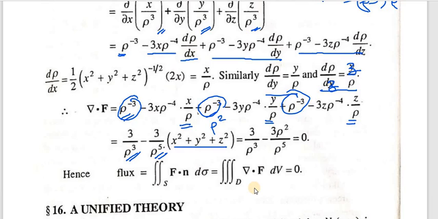So rho raised to 5 can be cancelled. So it's equal to 3/ρ³ minus 3/ρ³. It's equal to 0.